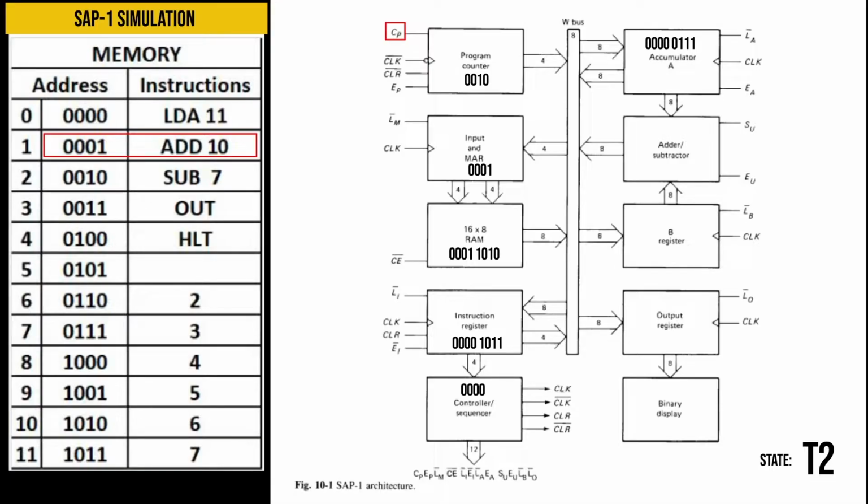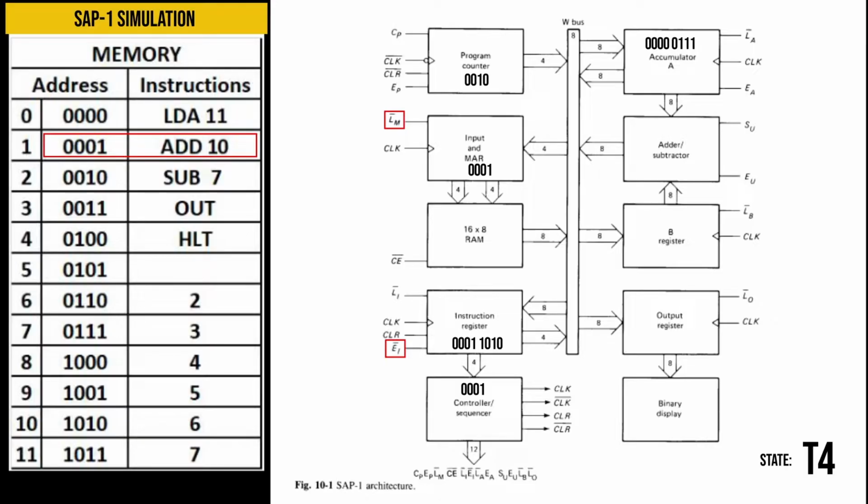And the active pin is CP. At T3, the active pins are CE from the 16 by 8 RAM and LI from the instruction register. So the value would go through the W bus and overwrite the value in the instruction register. Then the higher nibble, as you can see from T3, went down to the controller.